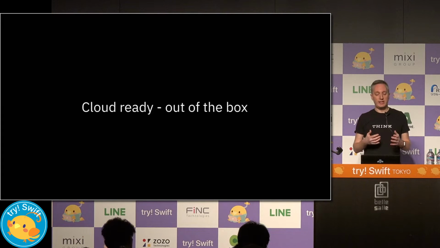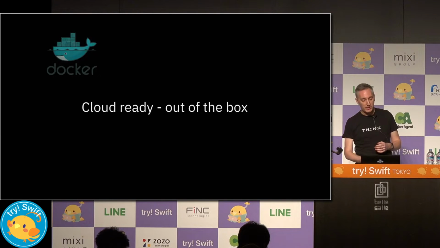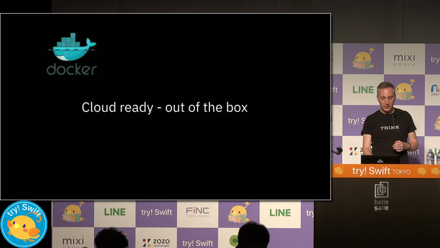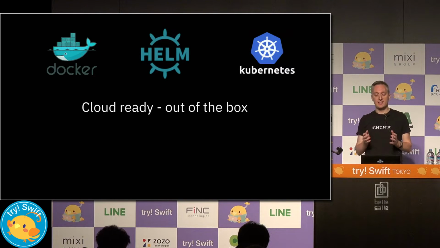We want to make it really easy to deploy your app. When you create a new app, we create the configuration files you need for building a Docker image and a Helm chart, which makes deploying your app to Kubernetes easy. Kubernetes is the most popular way to run Docker containers in production.